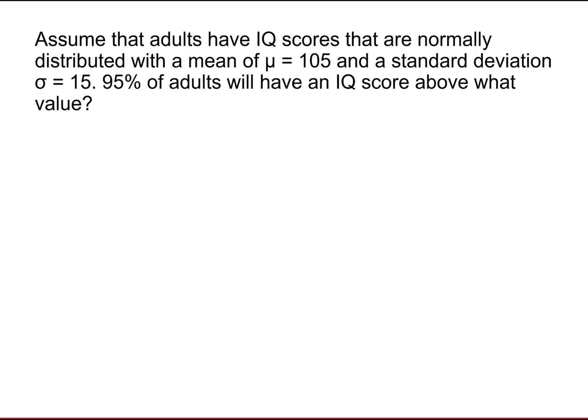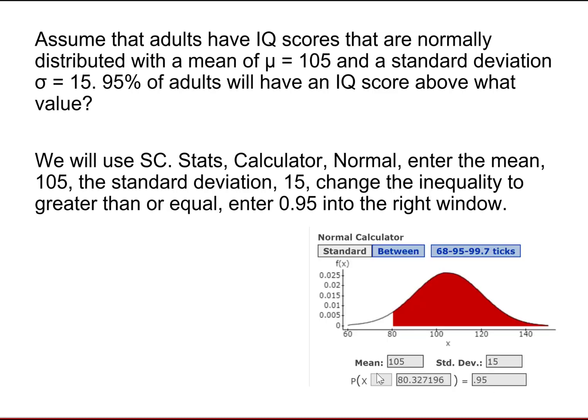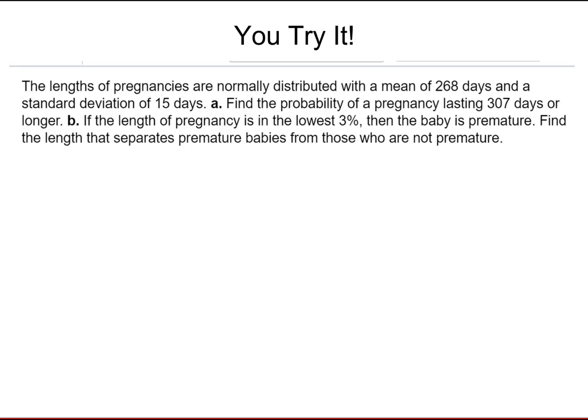Now we want to find the IQ value above which 95% of adults fall. So again, now I'm going to put 0.95 into the right window here, and I want to have greater than or equal to. So it looks like an IQ of 80.33, or 80. 95% of adults would have an IQ above 80. And then one last one, and this is from your homework in my stat lab.